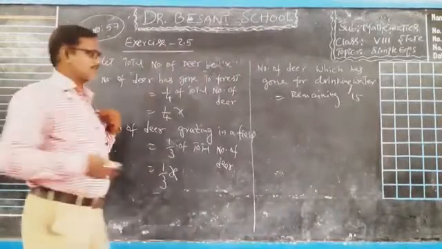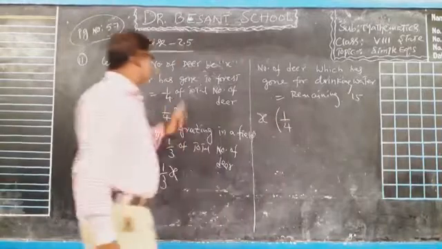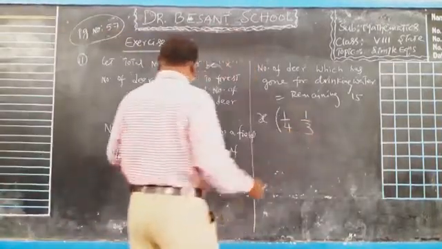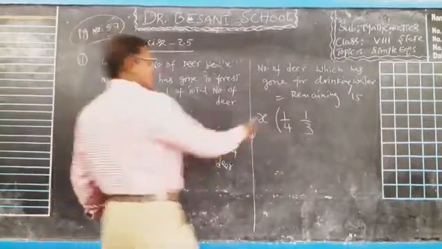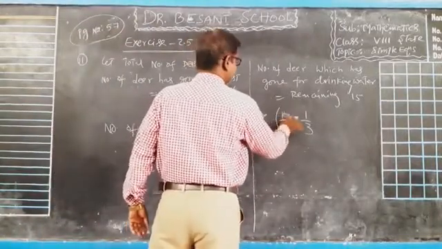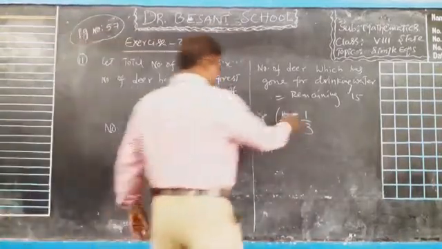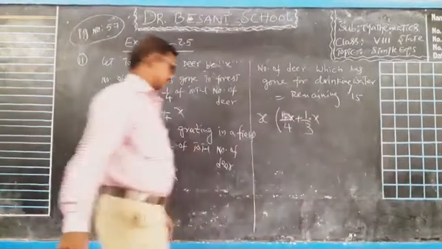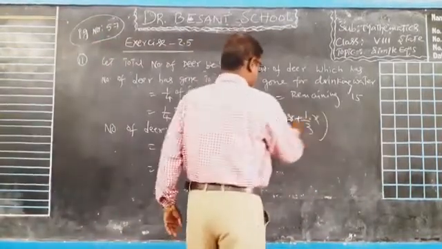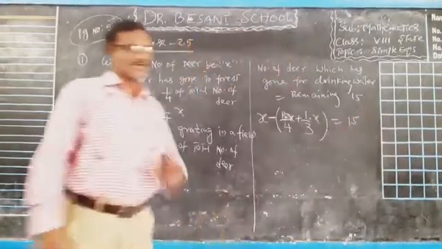So the total number of deer we suppose as x. 1/4 of deer has gone for the forest, 1/3 of the deer has gone for the grazing field. So 1/4 of deer, 1 by 4 into x, has gone for the forest, and plus 1/3 of deer, 1 by 3 into x, grazing in a field. When you add this and this, the sum should be subtracted from the total number of deer, and you will get the remaining 15 which has gone for the drinking water.